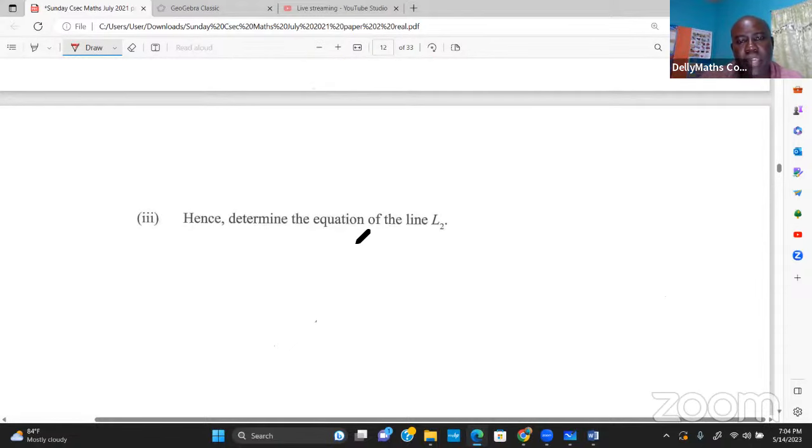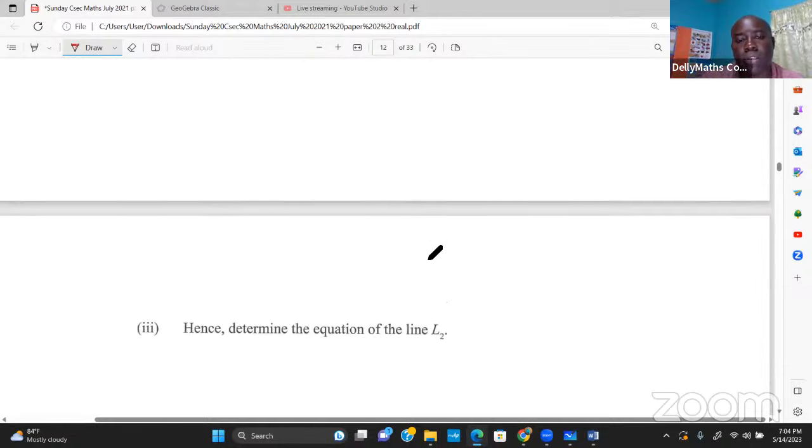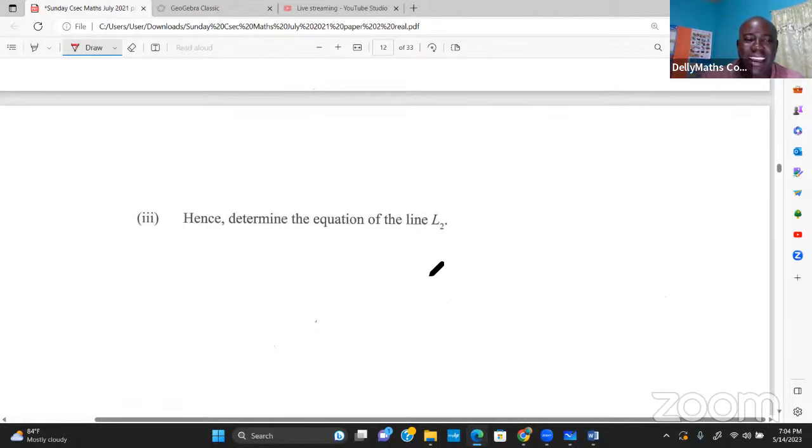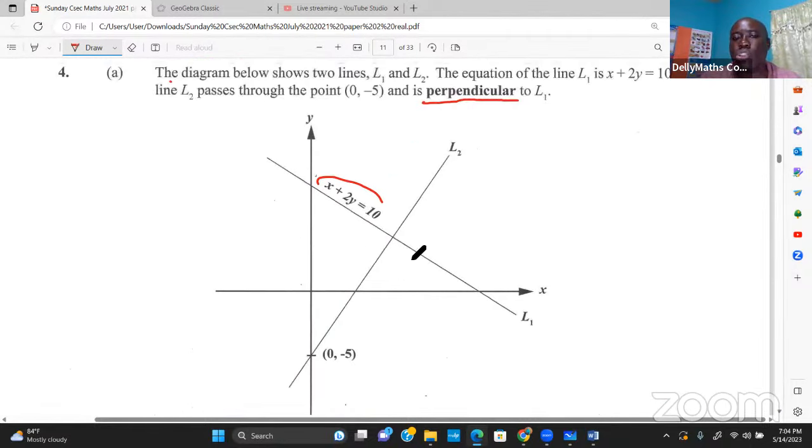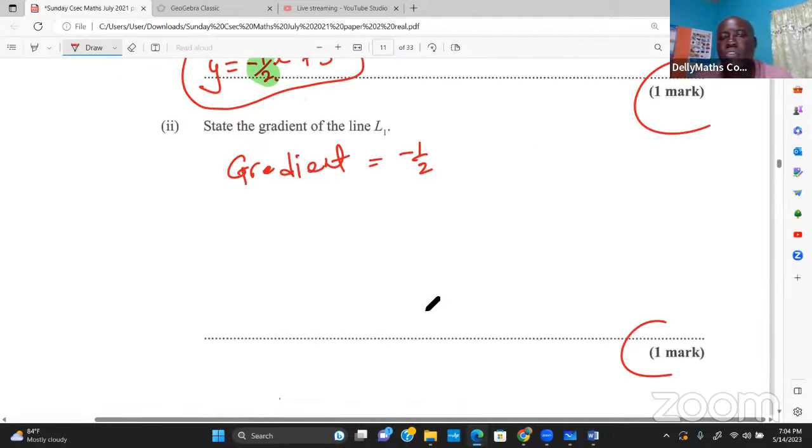Hence, determine the equation of line 2. They use hence. Remember, when you see hence, they are saying go back to that last idea. Now, the reason why they're saying hence is because we were told that line 2 is perpendicular to line 1. Line 2 passes through 0, -5, and it's perpendicular to line 1. Now, when lines are perpendicular, one gradient is the negative reciprocal of the other.